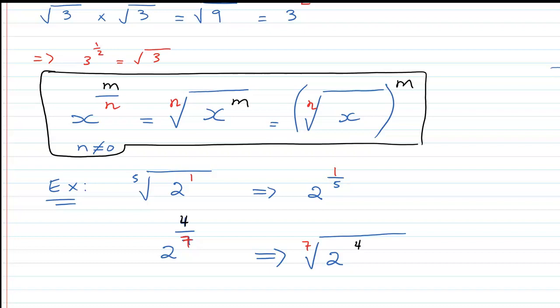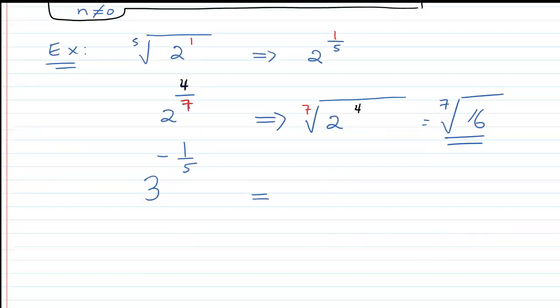Now you could simplify that more. That would be the 7th root of 2 to the 4th, which is 16. All right, look at another example, 3 to the power of negative 1/5. The very first thing you have to do is take care of the negative. It's a negative exponent, so right away you do the reciprocal, use the negative exponent law, right? So that would be 1 over 3 to the power of 1/5.